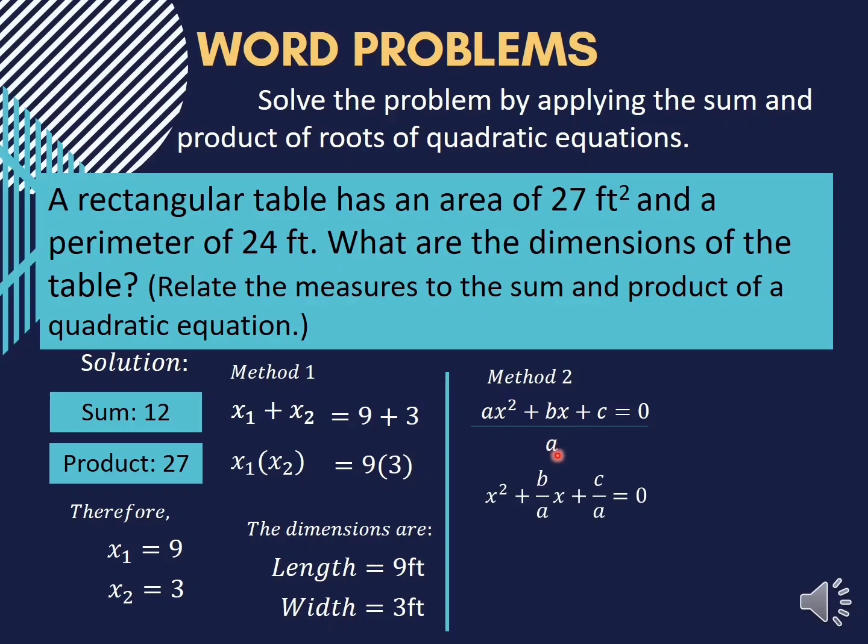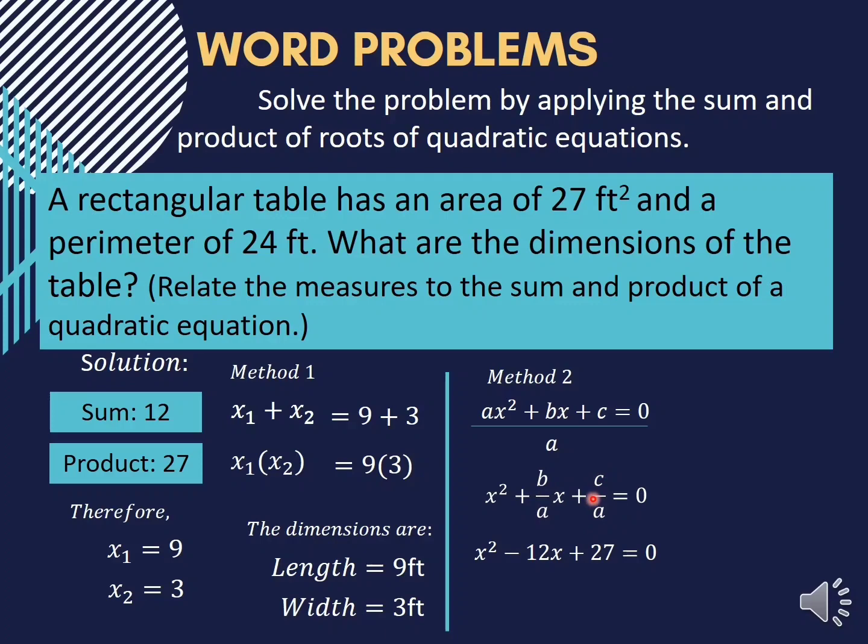When we divide by a, ax squared divided by a, we have x squared because the a is cancelled. And bx divided by a, we have b over a x. And c divided by a, we have c over a equals 0. Now, we have x squared plus b over a x. We can see that this is the sum, and this is the product.